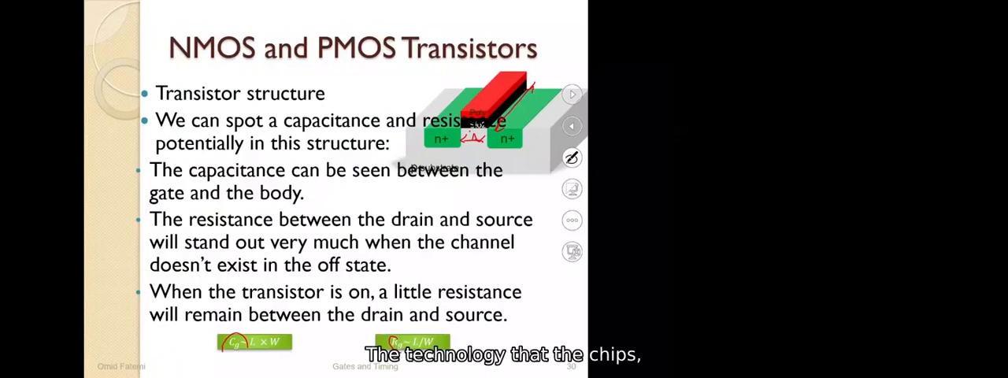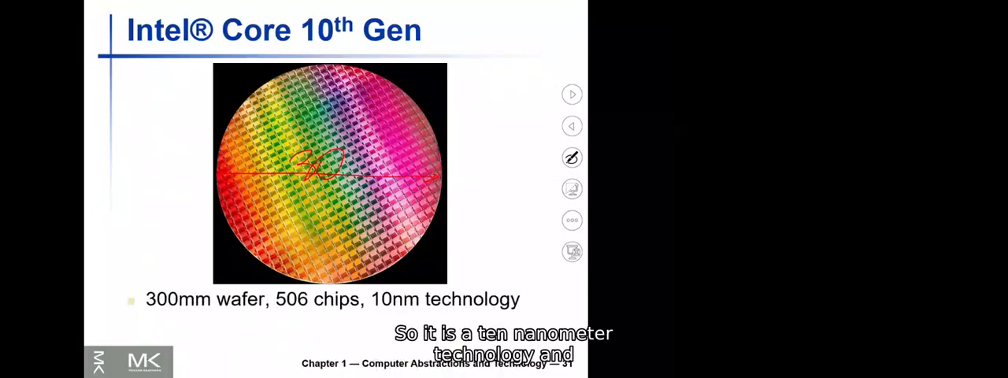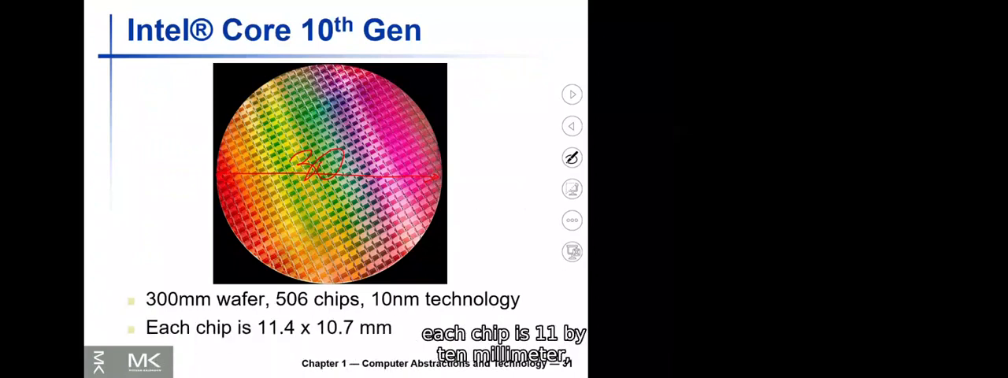So as the chips are getting smaller, the technology gets better, so we can put channels and silicons, impurities closer to each other, and this will make more capacity. So it is a 10 nanometer technology, and each chip is 11 by 10 millimeter, almost 1 by 1 centimeter each chip.